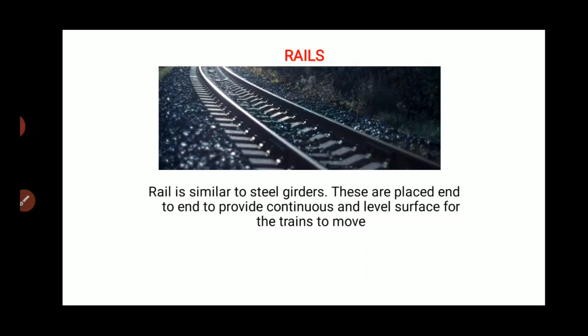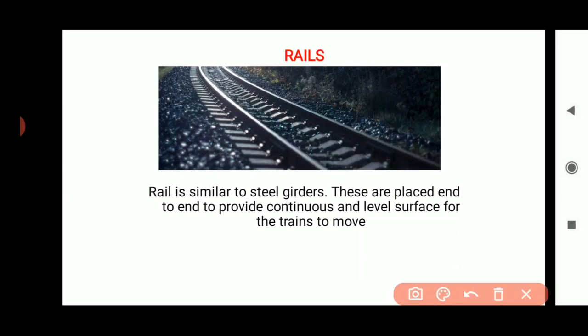to move. So generally in case of rails, this is one rail and this is another rail. We make the connection between these two rails, then this is another rail, then we make the connection between these two rails. In this way we provide the rails in the railway track for a continuous and level surface. These are placed end to end to provide continuous and level surface for the trains to move.